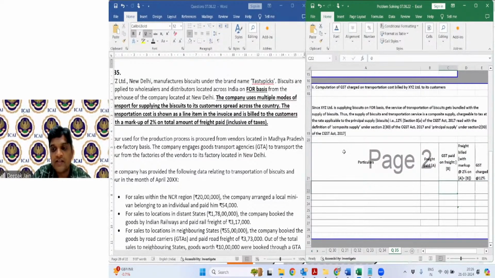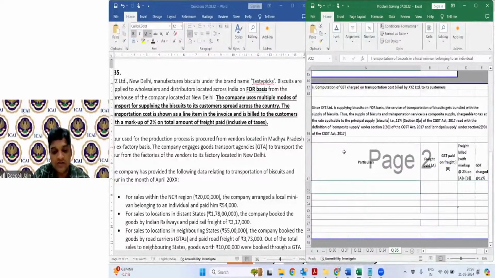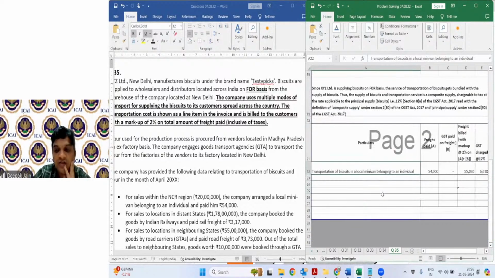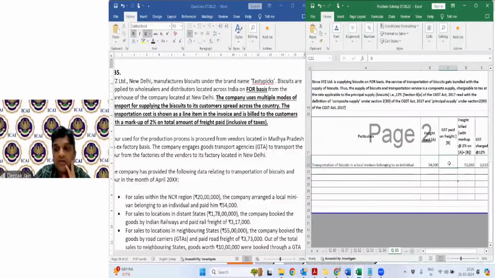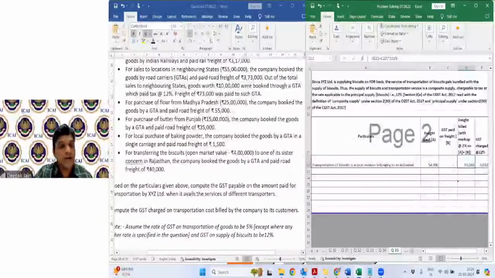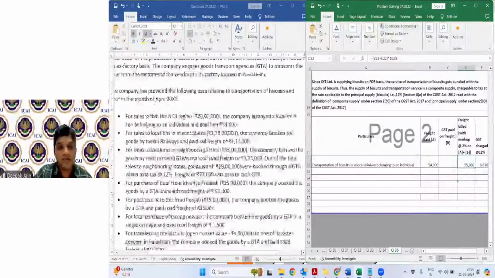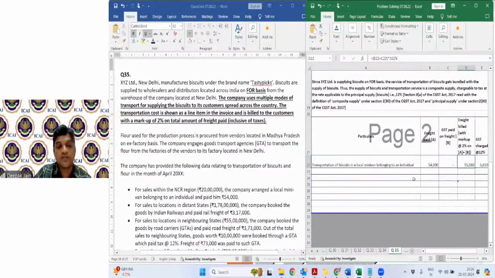Particulars, freight paid, GST on freight, freight billed with markup, and what is the GST charged? So it's a complete questionnaire here. Transportation of biscuits in a local minivan belonging to an individual. So the 54,000, I will bring it here and I'm also adding the markup, because the question says that I have a markup of 2% on it. Bill to a customer at a markup of 2%. So after a 2% markup, how much GST will I charge?